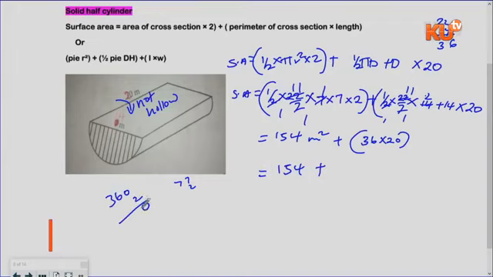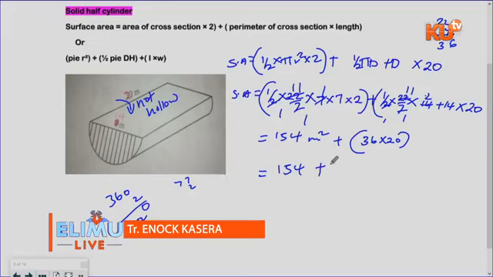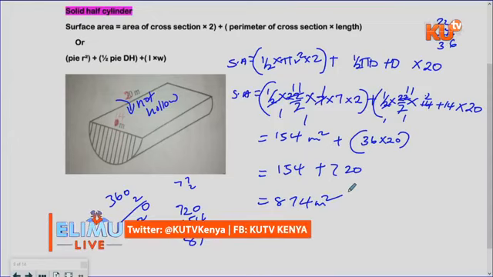36 times 20 is 720. After working it out like that, then you add. So we have 720 plus 154. What will this give us? This will give us 874 meters squared. So the difference between the two is that with the trough, you use the circumference of the cross section times length, but if it is a solid, you use the perimeter of the cross section times length. Okay.